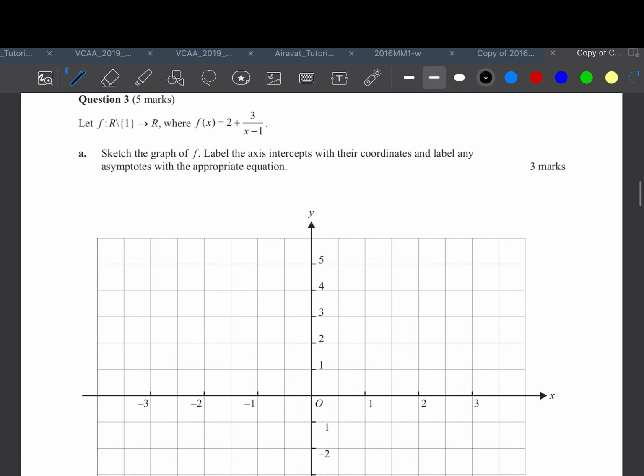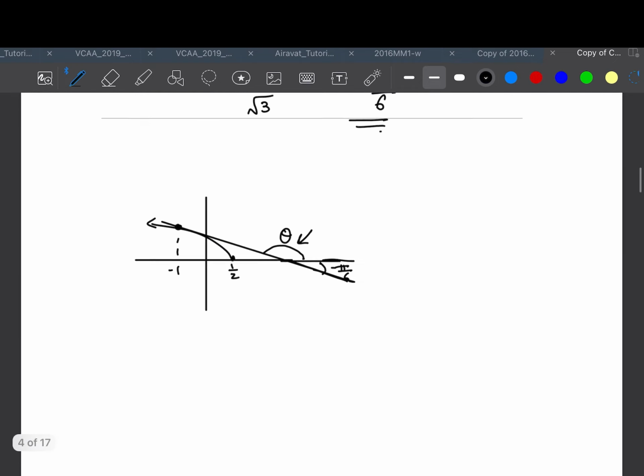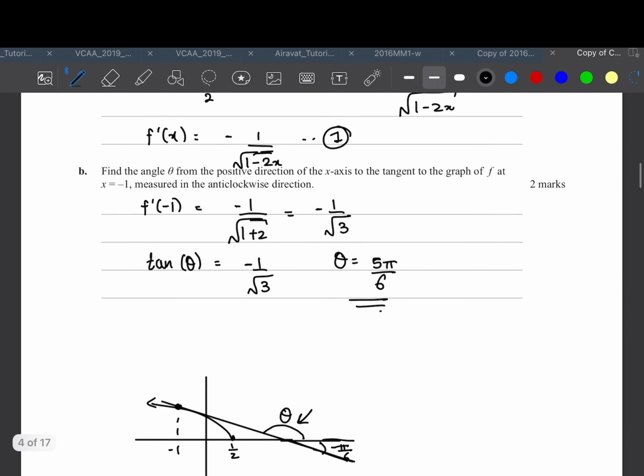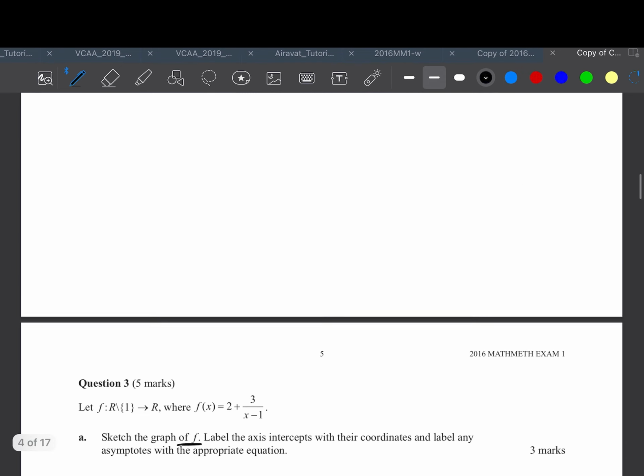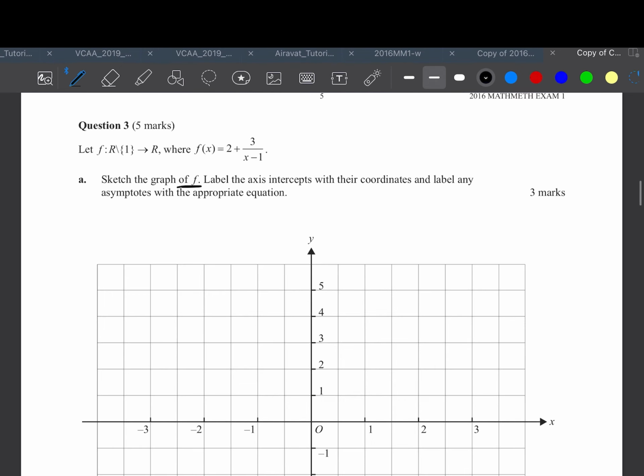So we have this function over here, and what we have to do here is to sketch the graph of f. Oh, sorry, I forgot to show you my suggested marking scheme. So one mark for this and one mark for picking the correct answer. Alright, so now we have to sketch this graph, label the axial intercept and also the asymptote. Okay, so our function is going to be this.